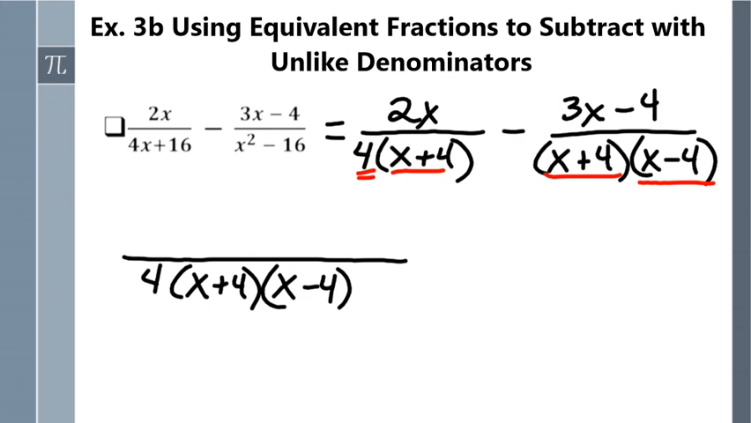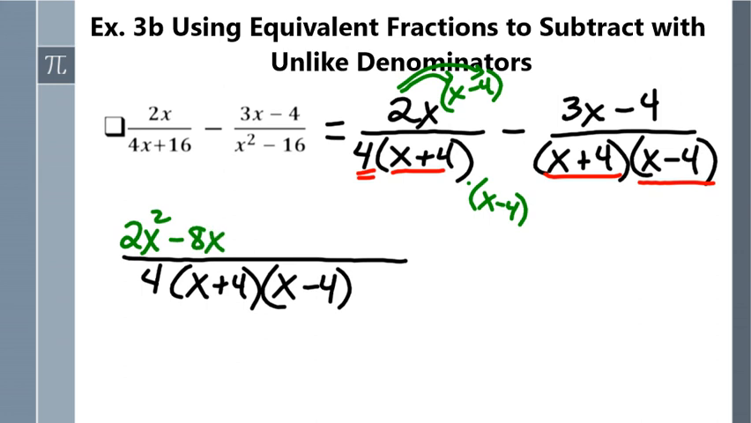Now I have to look at each expression to figure out what do I need to multiply the denominator by to get our new least common denominator. So for this first one, I still need to multiply this side by an x minus 4. So if I multiply the numerator and denominator by x minus 4, now I have 2x times x, which is 2x squared. 2x times a negative 4 is a negative 8x.